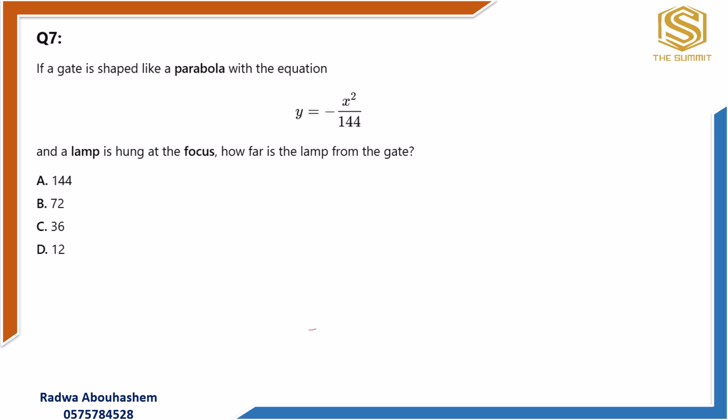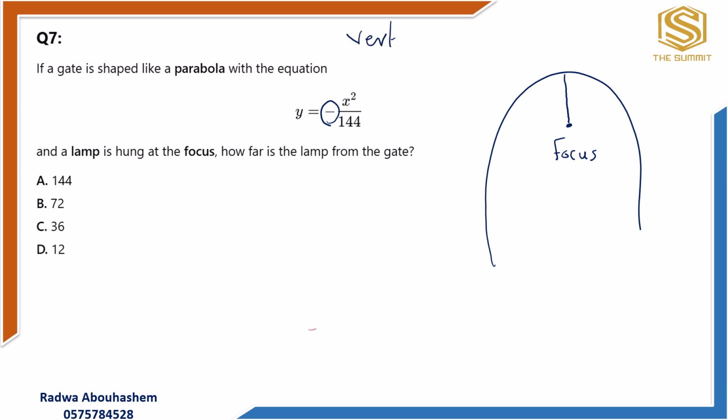If a gate is shaped like a parabola, here's a gate, and a lamp is hung at the focus. Here's the focus. And of course, I made it look down because I have a negative sign here. Have you noticed something here? There's no h and k. If you don't have h and k, this means that your vertex is 0 and 0. So vertex 0 and 0.